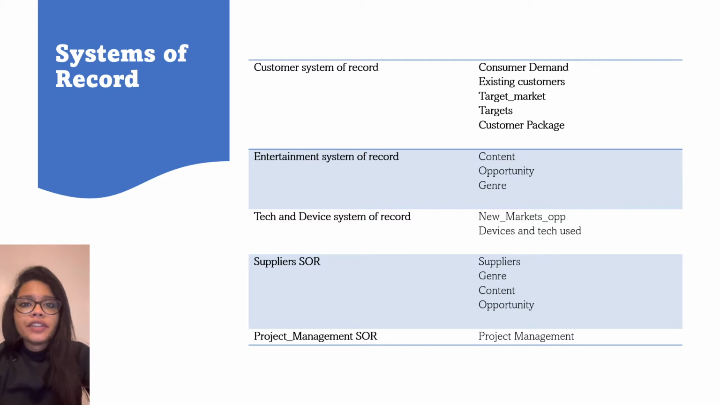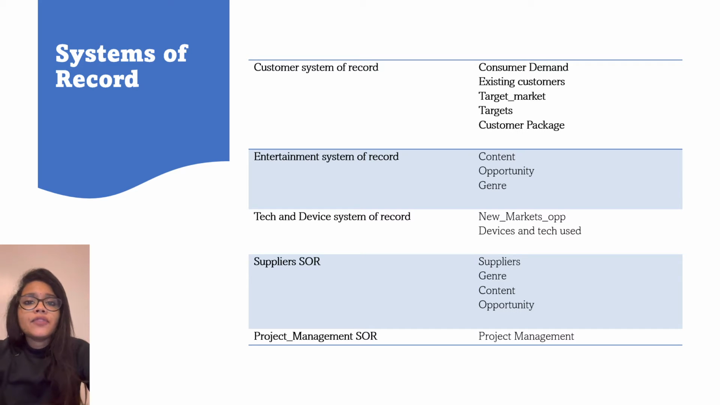About the systems of record, we have about 5 systems of record. First, customer system of records with customer demands, existing customers, the target market, the type of target, and the customer package. Second is the entertainment system of record with contents having all the movies and TV shows that we are going to offer to customers, the opportunities that we are trying to address with the content, and the genre.